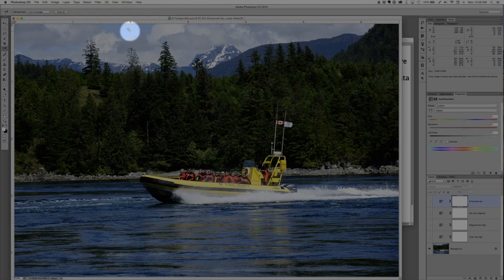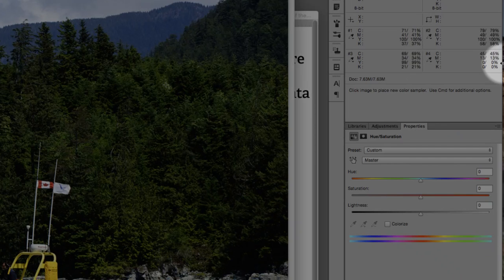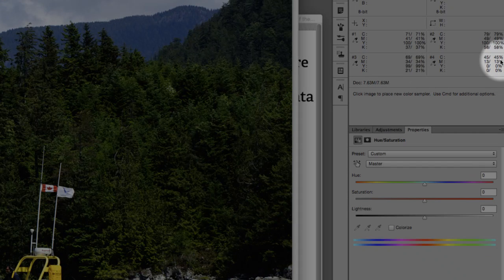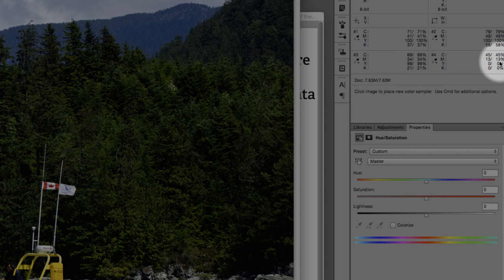So I've put a color sampler up here in the sky. And when I go over here and read the info panel, I can see the cyan is reading 45%. So half of that is 22%, 22, 23. The magenta in this case is only 13. So I know this is perfectly fine as far as the sky goes.